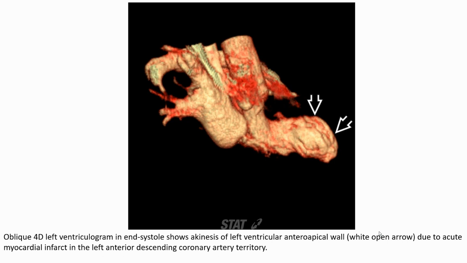This oblique four-chamber left ventriculogram in systole shows akinesis of the left ventricular anteroapical wall (wide open arrow) due to acute myocardial infarction in the left anterior descending coronary artery territory.